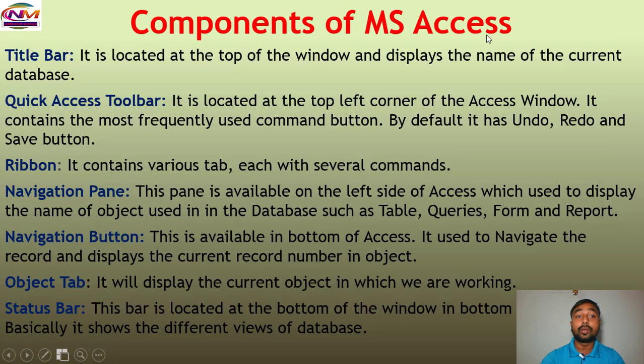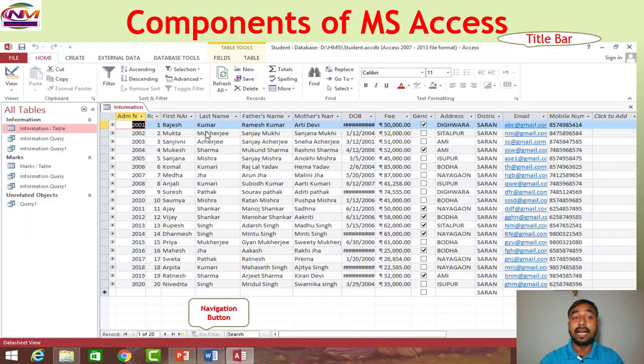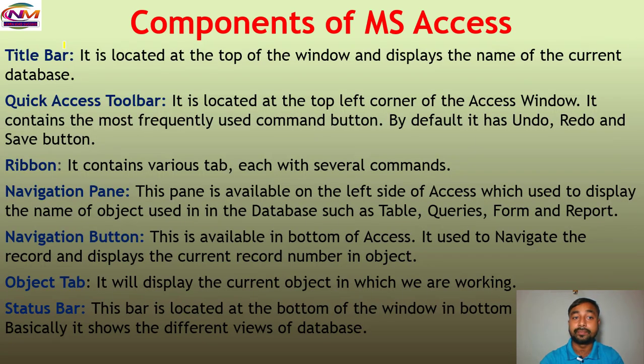The second one is the quick access toolbar. It is located at the top left corner of the Access window. It contains mostly the commands we use frequently, meaning the last commands which we have used are stored in the quick access toolbar. But by default it has the undo, redo and save buttons. Where it is located, I am going to show you. This is the area where it is. This is called the quick access toolbar.